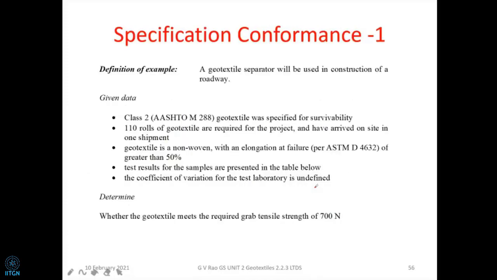In this case we are trying to prescribe quality control. In America it is GRAB, as I told you. So the prescribed value is 700 newtons. So they prescribed a given quality. Now this is regenerated in India in a different way, but we'll see that also later. So class 2 of the specifications are given now. And for the project, we are going to require 110 rolls in one shipment. The geotextile in this case is non-woven with elongation at failure specified as more than 50%. That is the specification, and the results for the samples are presented in the table below. And the coefficient of variation for the laboratory is undefined.